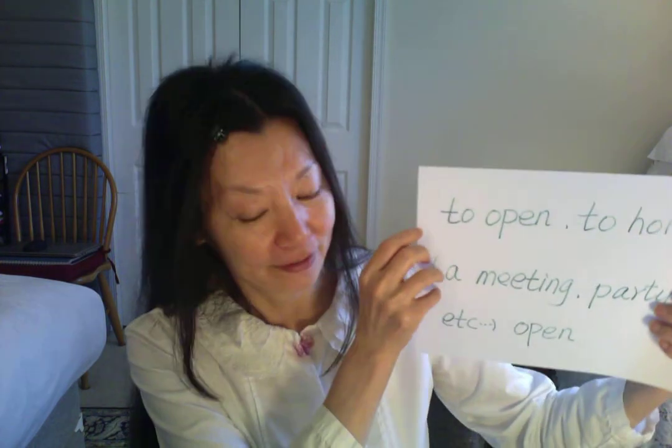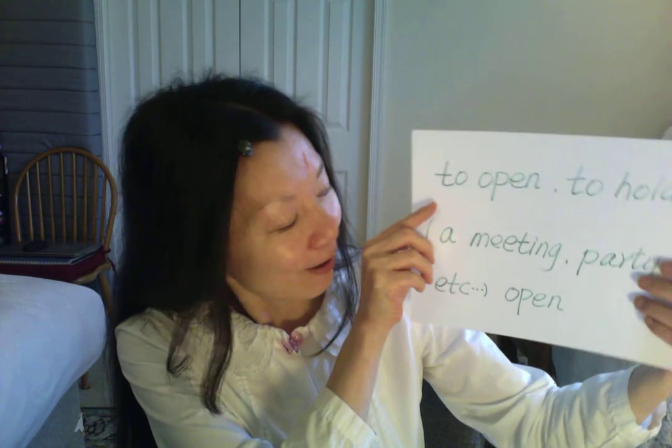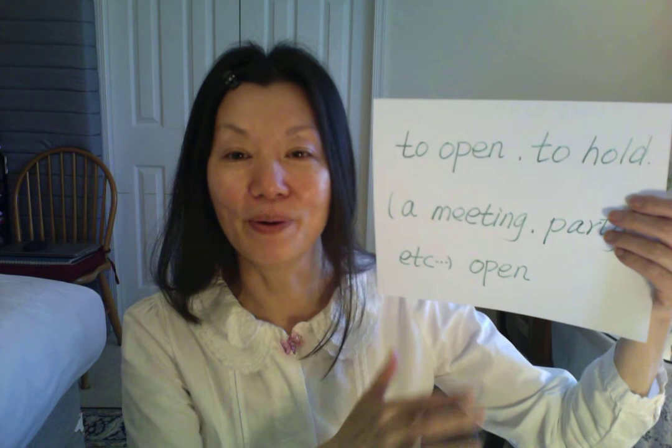Okay. We're going here. To open, to hold a meeting or party, or just open, right? So in Chinese, now your turn, you know that. 开, one more time. 开, open, to have a meeting, to hold. 开, okay. 打开, check the pinyin here. 开, can you see here? 开, one more time.